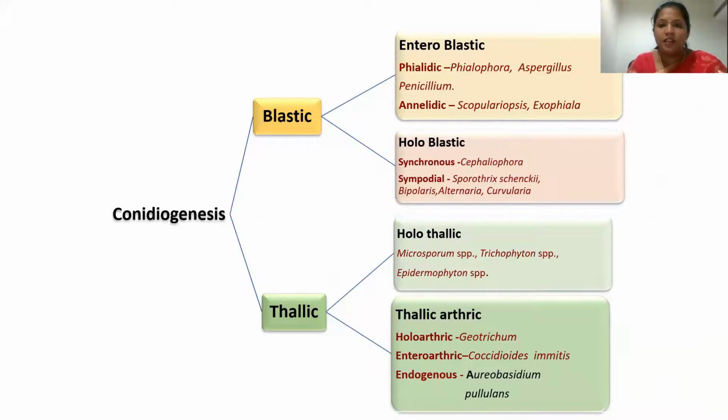In the blastic, it can be enteroblastic or holoblastic. In enteroblastic conidiogenesis, again there is the phialidic method and the annellidic method. In holoblastic, there will be synchronous holoblastic conidiogenesis and sympodial holoblastic conidiogenesis. In the thallic method, it can be holothallic or thalloarthric. In thalloarthric, it can again be divided into three types: holoarthric, enteroarthric, and endogenous arthric.